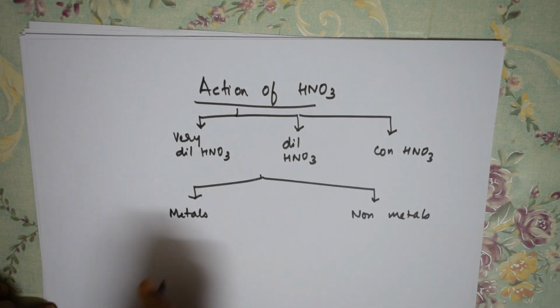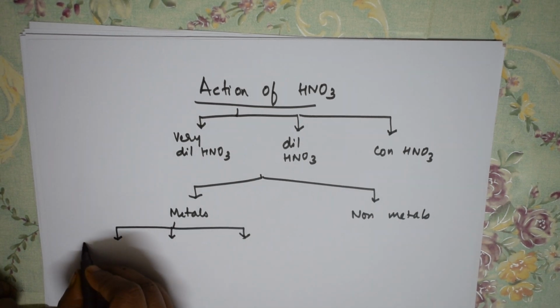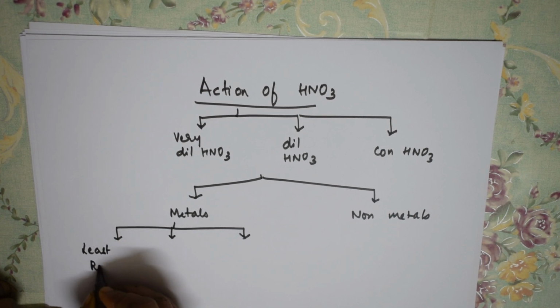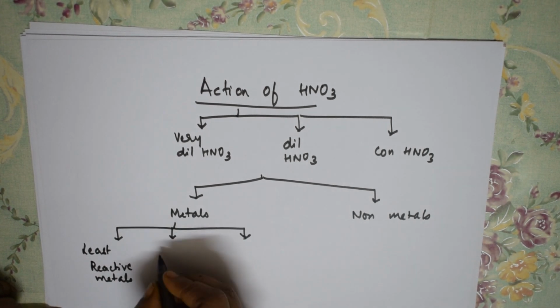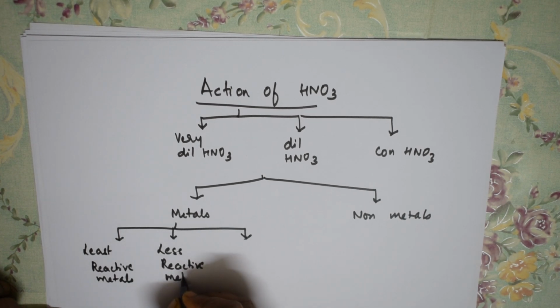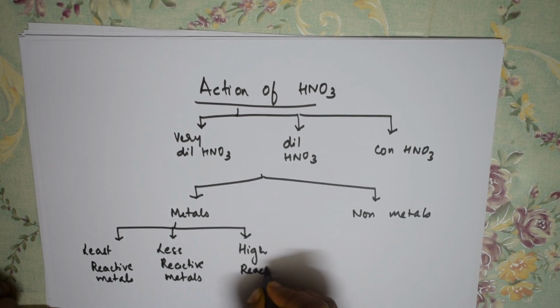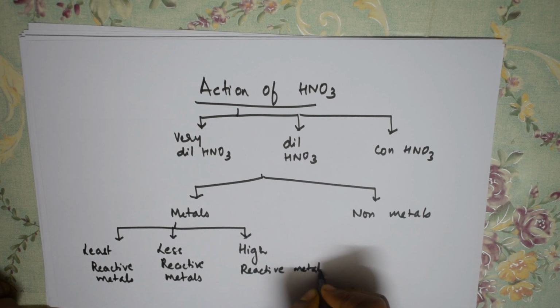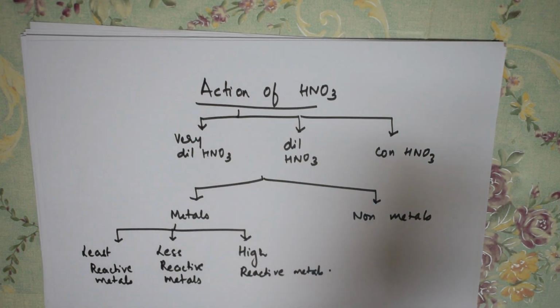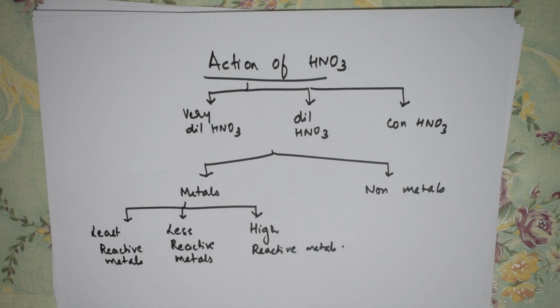Done. Metals, again, you have 3 varieties, that is least reactive metals, next would be less reactive metals, next would be high or more reactive metals. Isn't it, students? Done. So here in this case we will be taking phosphorus, sulfur, iron, carbon, like that. So shall we see the reactions? Very interesting. Yes. So please keep noting it and just check.